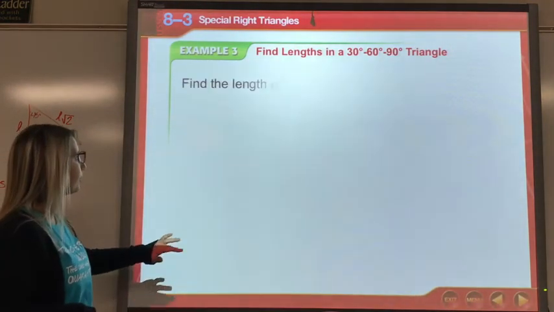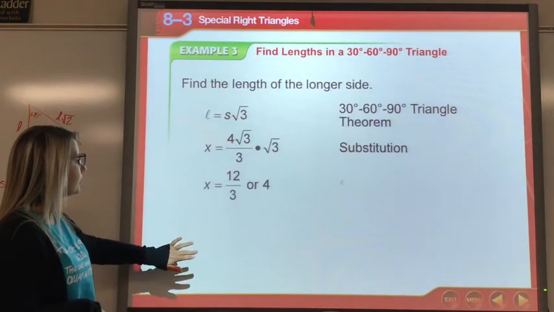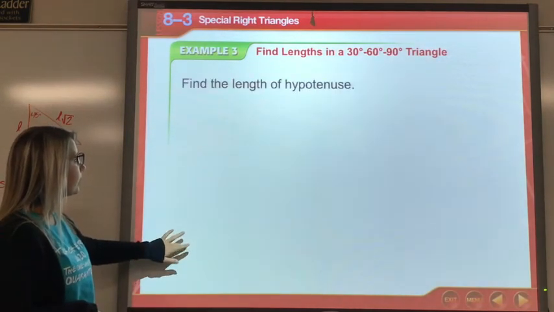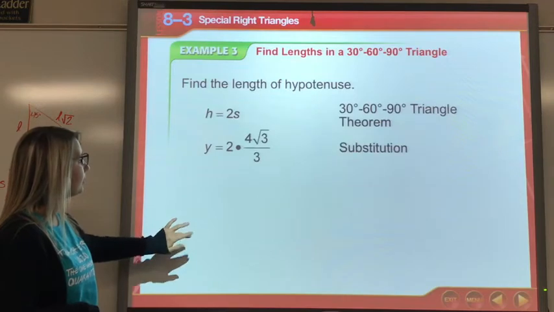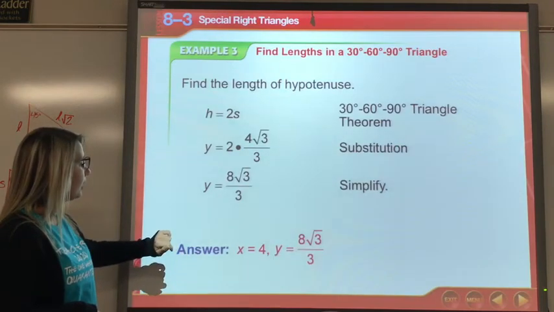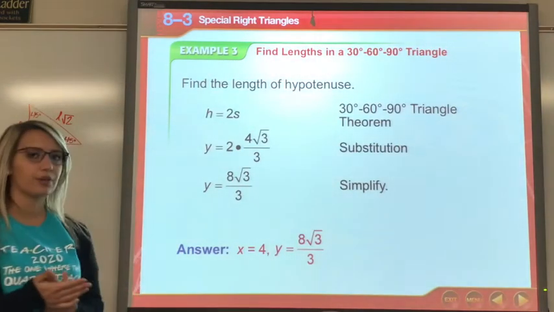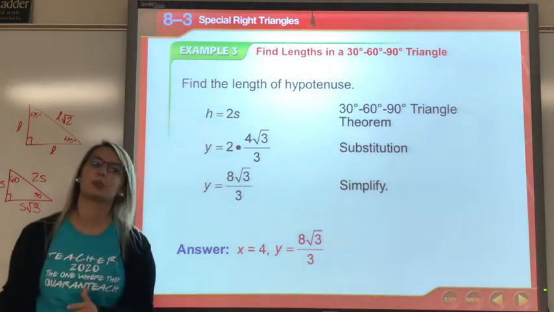Okay, we'll go through and they're going to solve it the same way that we did. So they got 4 for their long length, and they got 8 root 3 over 3 for their hypotenuse, which is what we got as well.